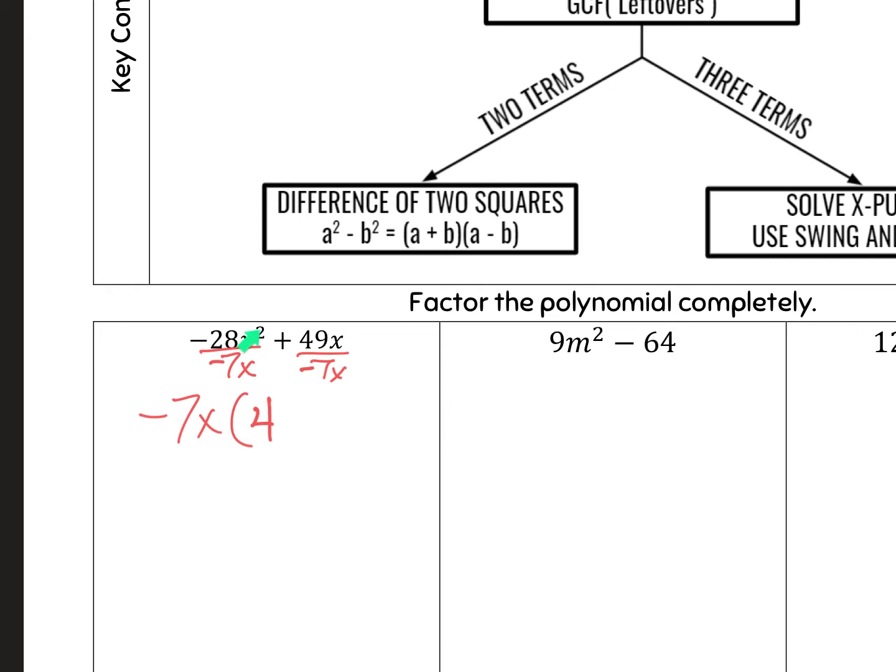And then remember, we have two x's up here. We take away 1. So how many do we have left over? We have 1 left over, so I'll put an x here. Then here, 49 divided by negative 7x is a negative 7. And then you have an x up here. You take away an x. That means you don't have any x's left over. So it's just negative 7. That would be my final answer. We can't simplify it or break it down anymore.